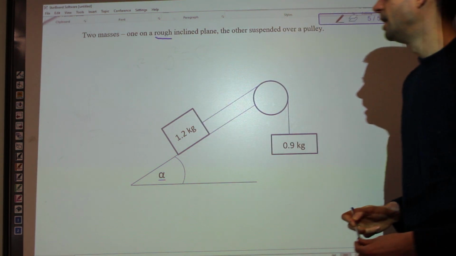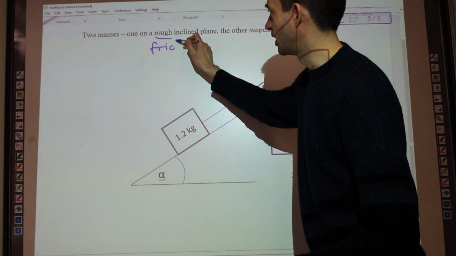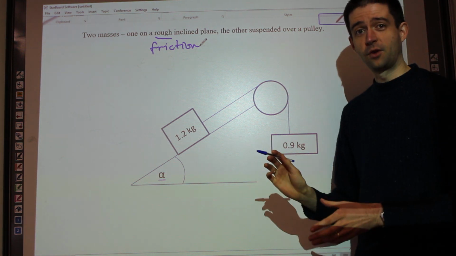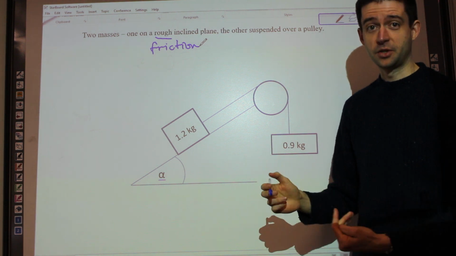Just a little bit on the language here, keywords. We've got a rough inclined plane. Rough, of course, implies that there's going to be some friction to consider, and we'll talk in a moment about which way friction is acting, and that will depend on the direction of motion of the particle.